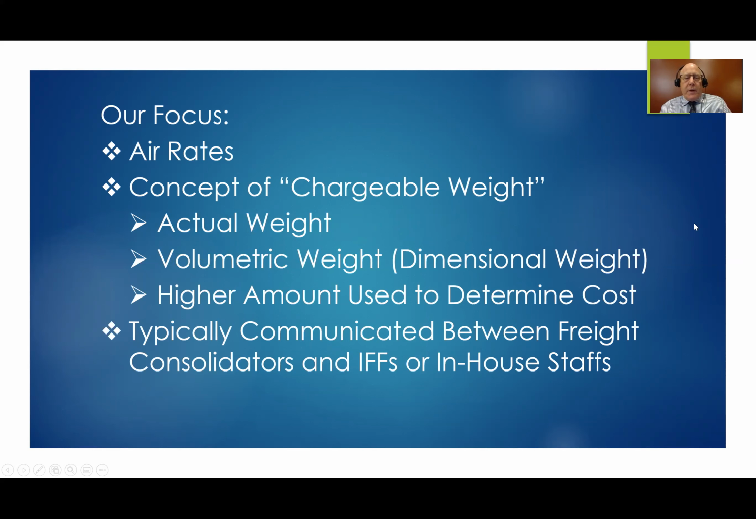So the concept of chargeable weight is what's important in looking at air rates. Chargeable weight is either actual weight or volumetric weight. Volumetric weight is the really fancy term that people use. Most people refer to it as dimensional weight, and if they work in the industry they will generally shorten that to dim, either dim weight or the shipment dims out. Whenever you hear that, it means that it's going by dimensional weight. Whichever yields the higher amount is the one that's used to determine the cost.